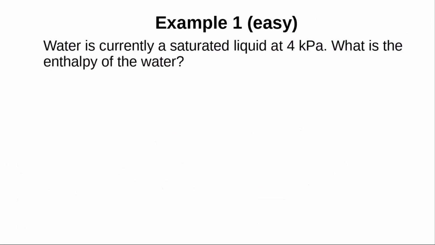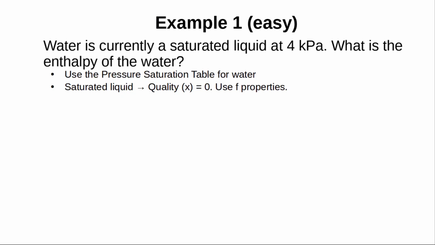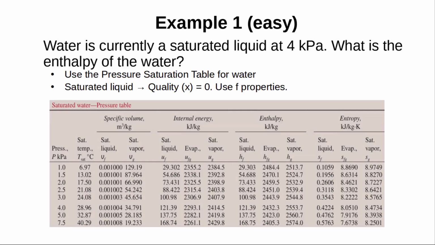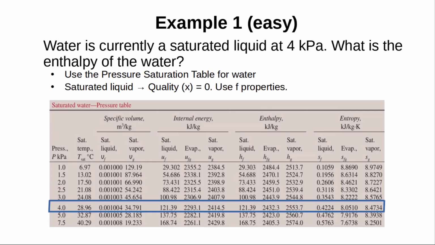Water is a saturated liquid at 4 kPa. What's the enthalpy? Since we're told it's saturated water, we'll use the saturated table. And saturated liquid means that we are after the value with subscript F, or quality equal to 0. Looking at where our pressure row meets with saturated enthalpy, we can find our value.